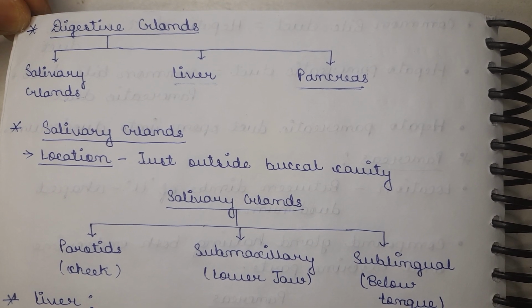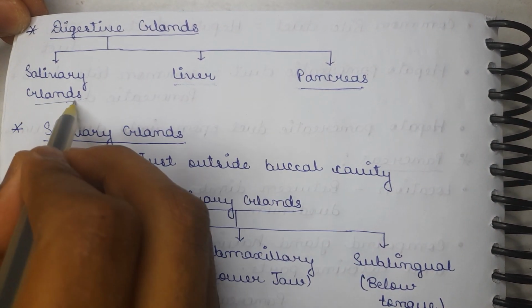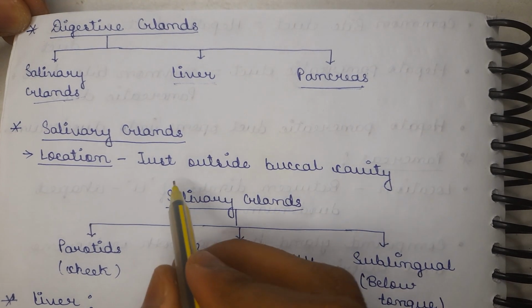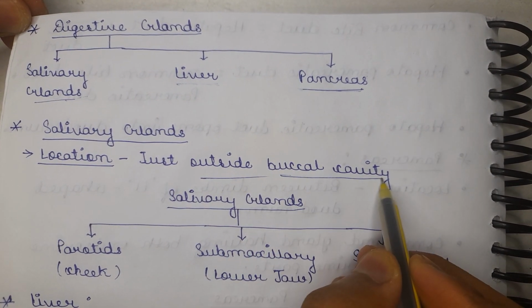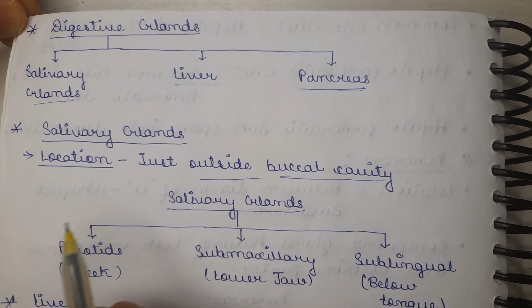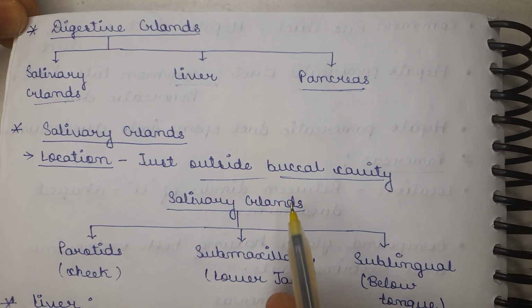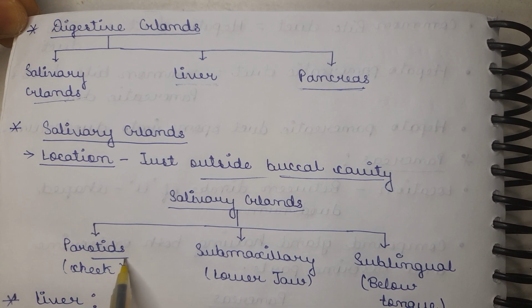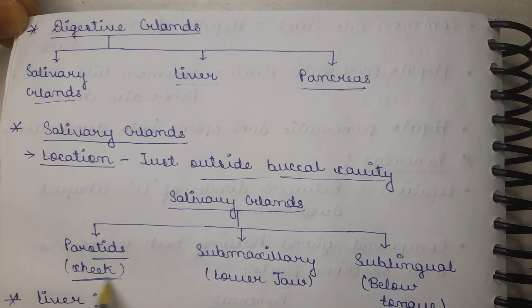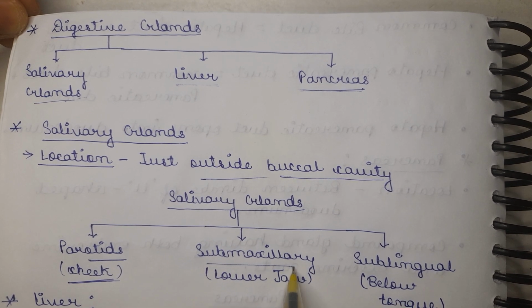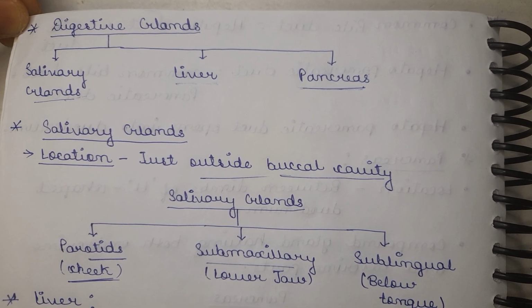Now starting with the topic of the salivary gland. We all know that the salivary gland is located just outside the buccal cavity, where the saliva is secreted. Now the division of the salivary glands: the first one is the parotids, and these parotids are present on the cheeks. The second one is the submaxillary.